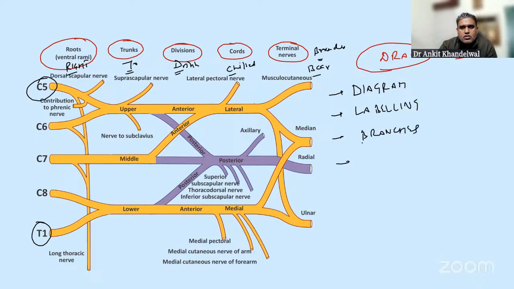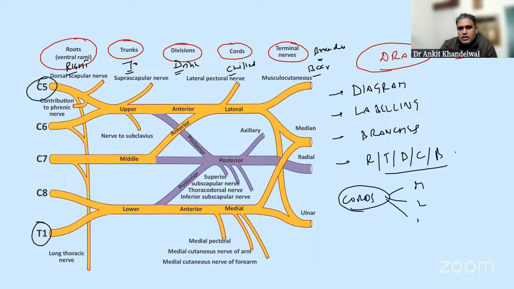You should know where to draw the root, trunk, division, cord, and branches, all of that. And all the three cords, you should know what are their branches. What are the three cords? Medial, lateral, and posterior cord. Their branches: medial cord has 5 branches, lateral has 3, posterior has 5 branches. Even the roots and the upper trunk, they have branches. So going on like this.